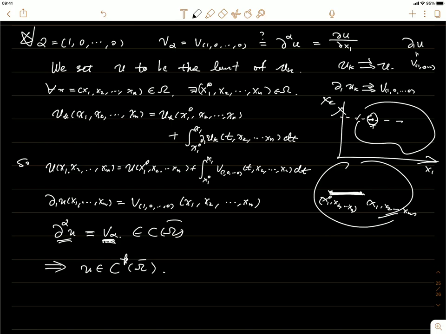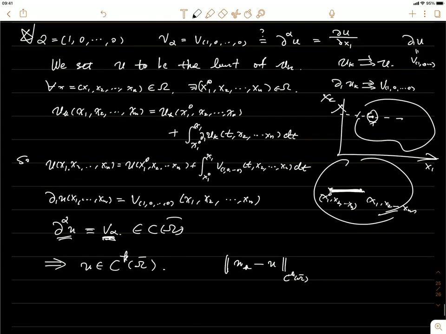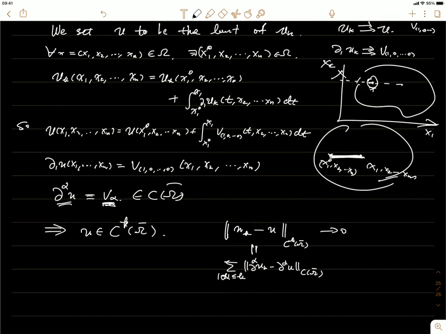Also, this u_k minus u, in the C^k(Ω̄) norm, the norm we defined in this problem, we know that this will be converging to zero as well, because this is just the sum of a bunch of these terms, each in C(Ω̄), as we learned in the previous lecture. This is the sum over all alpha, let's say, up to k, and they will go to zero. So that's how we prove this.